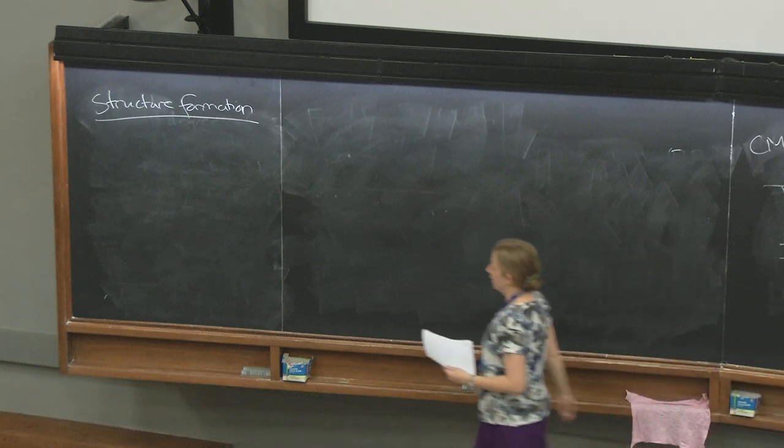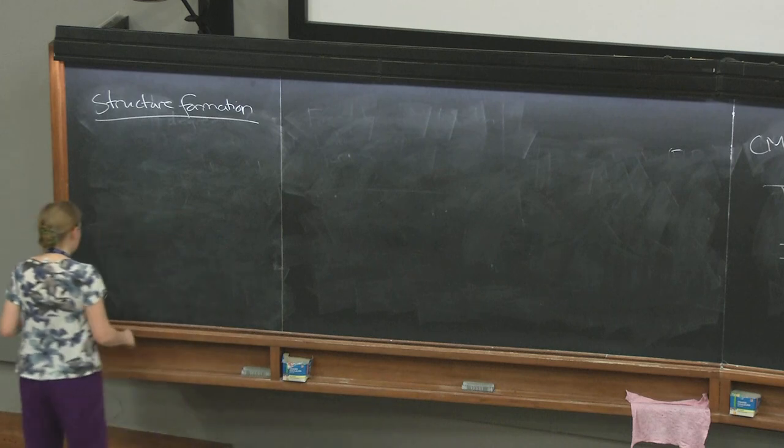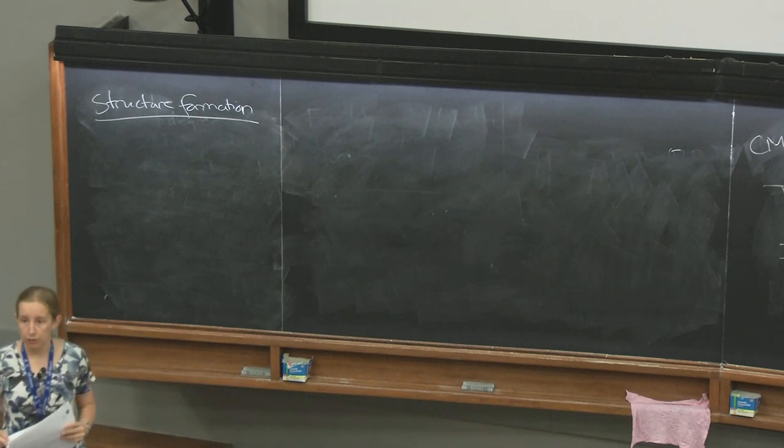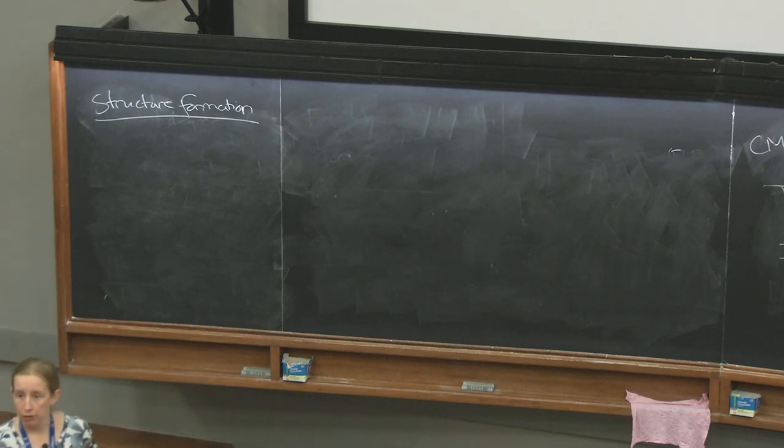So there are a couple of different limiting cases for how this can occur, depending on how fast the dark matter is going. Question? Sorry, can you say again?